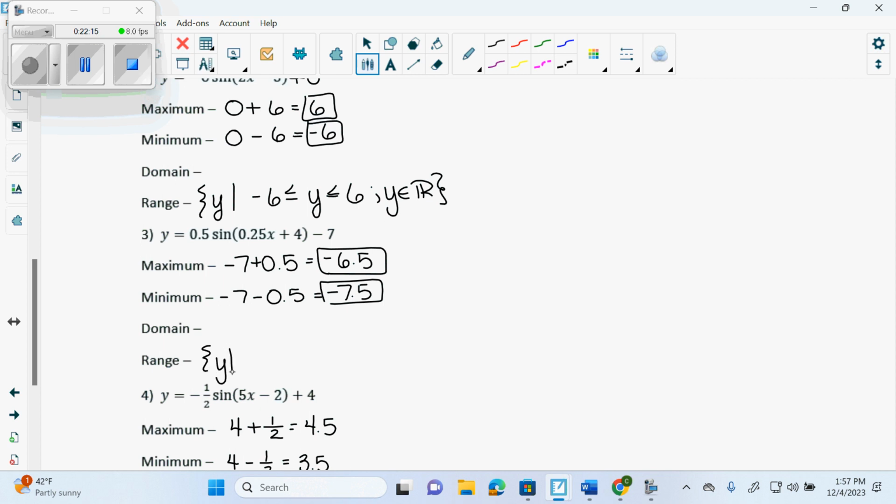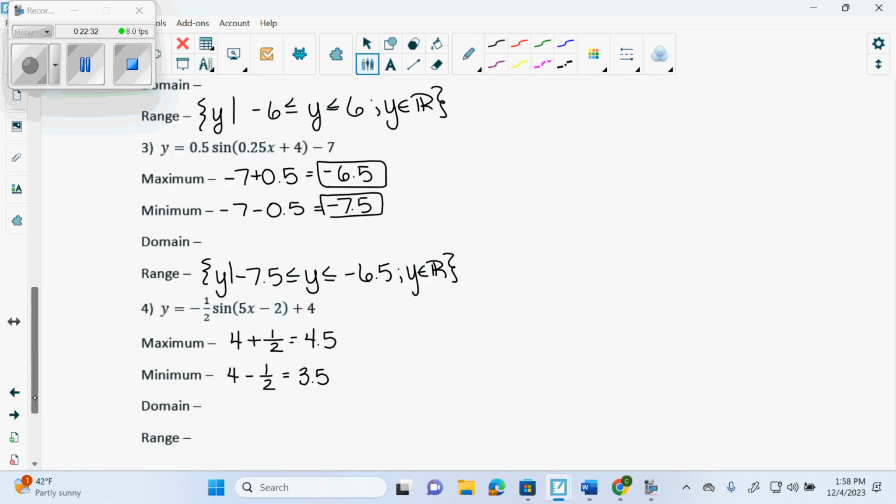Y such that -7.5 is less than or equal to y is less than or equal to -6.5. Y is an element of the reals. And then y such that 3.5 is less than or equal to y is less than or equal to 4.5, y is an element of the reals. Now domain is the best.